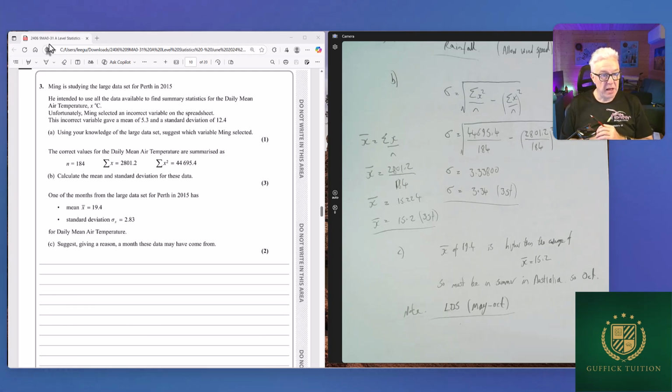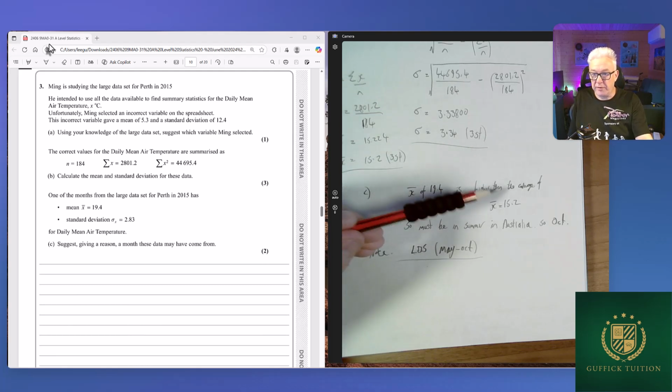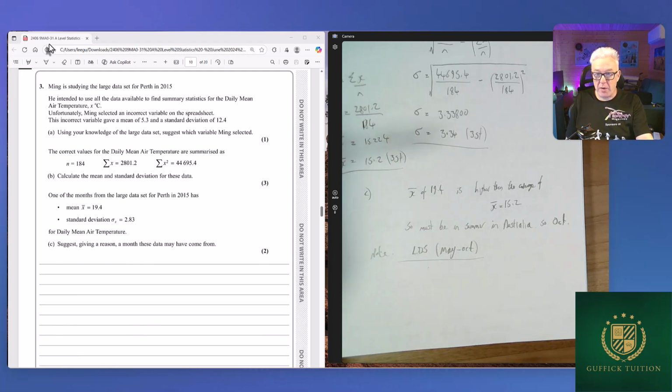What's next? It says one of the months from the large data set for Perth in 2015 has a mean of 19.4 and a standard deviation of 2.83 for the daily mean air temperature. Suggest, giving a reason, a month these data may have come from. You'll notice that we had a mean average temperature of 15.2. However, this mean that we've got is 19.4, so it's significantly above the average temperature.